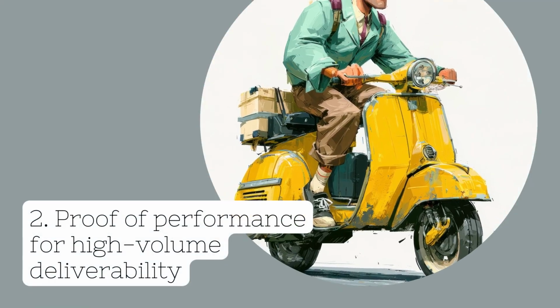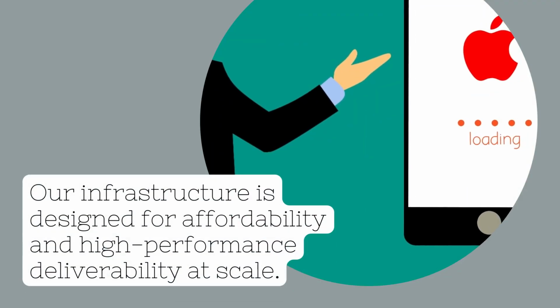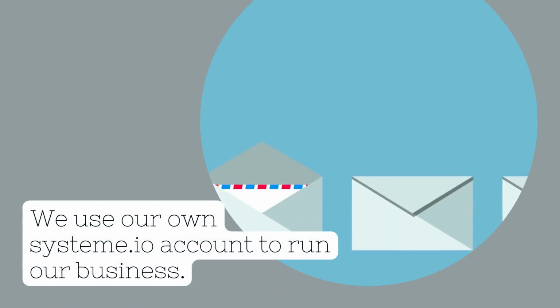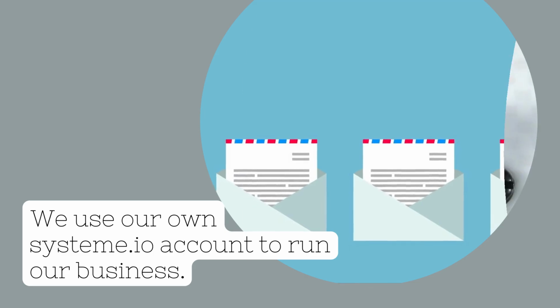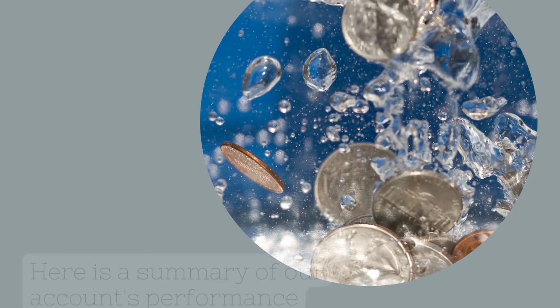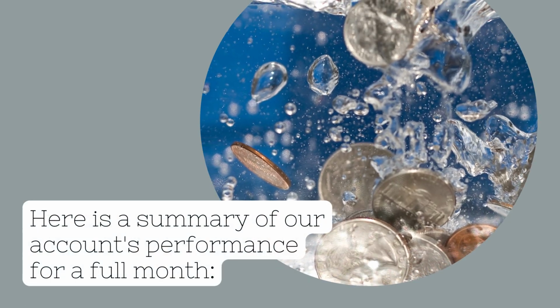2. Proof of performance for high-volume deliverability. Our infrastructure is designed for affordability and high-performance deliverability. We use our own System.io account to run our business. This shows what is possible on our platform. Here is a summary of our account's performance for a full month.